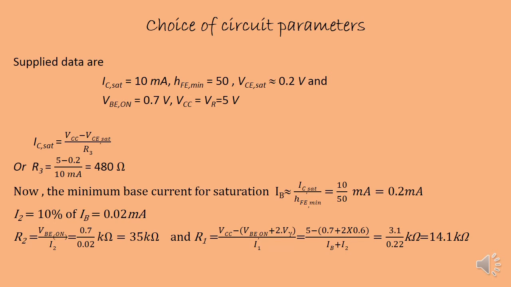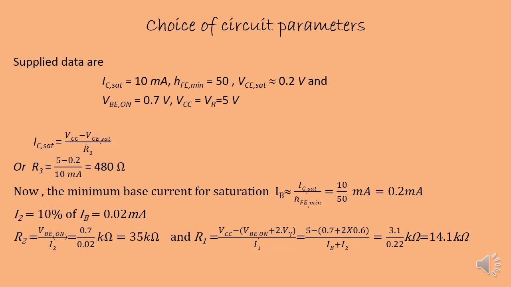The supplied data are IC saturation, which is equal to 10 milliampere, and HFE minimum equal to 50. Here we choose a beta parameter of 50 for the transistor. You can choose any other beta parameter transistor. VCE saturation is nearly equal to 0.2 volt, which is always the same for any type of transistor, and VB on is 0.7 volt. VCC equal to VR, which is the high voltage. Here we use a 5 volt power supply, so VCC equal to 5 volt.